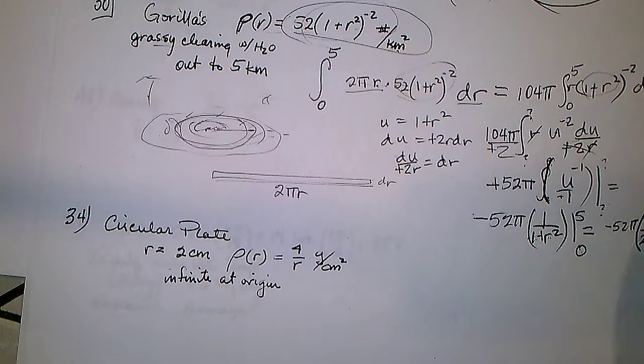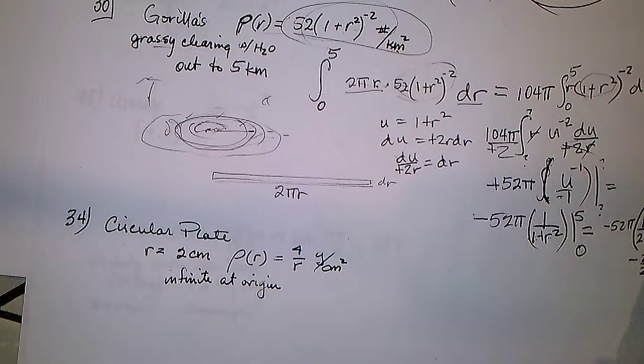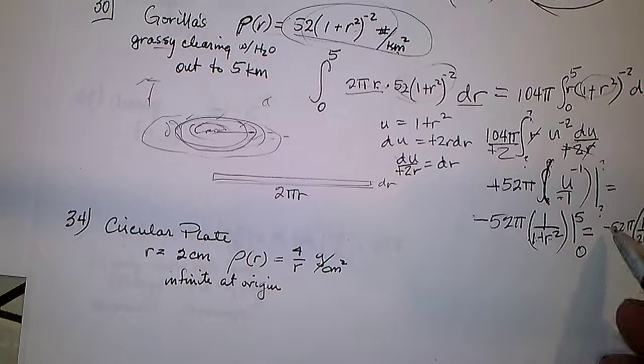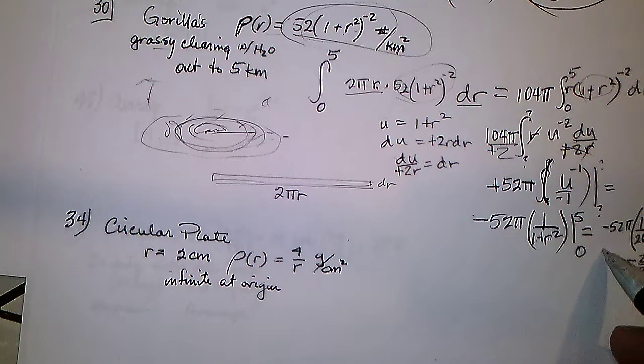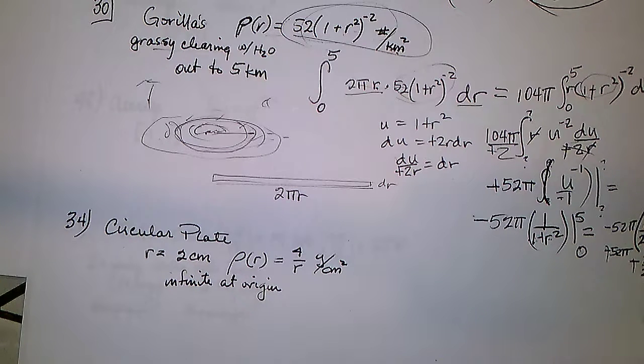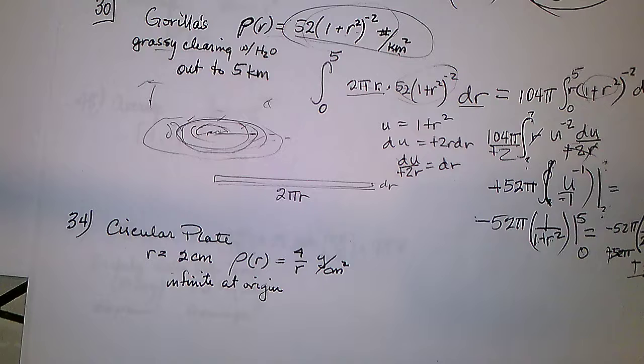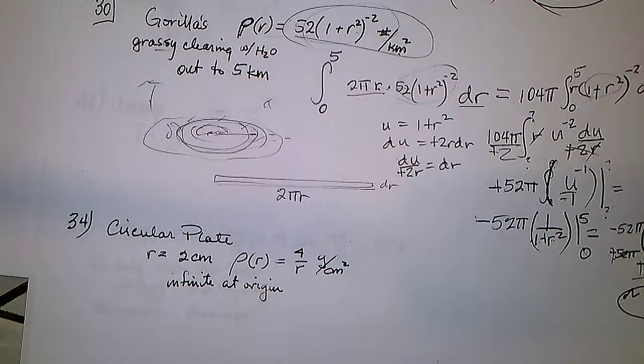Okay, so 1 over 26 minus 1 is minus 25 over 26, because that's 1 minus 26 is minus 25. And that's minus 52 pi. The minus cancels. 26 goes into 52. 2 times 25 is 50 pi. Pi is about 3, so there's about 150 gorillas around there. A little over that. Whatever 50 pi is. Gorillas.